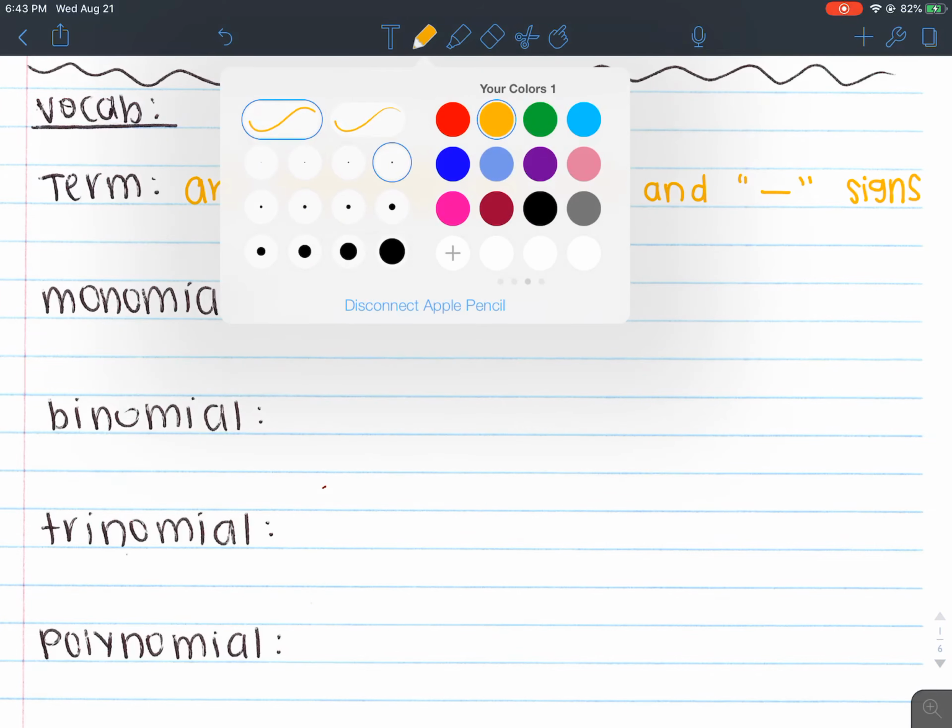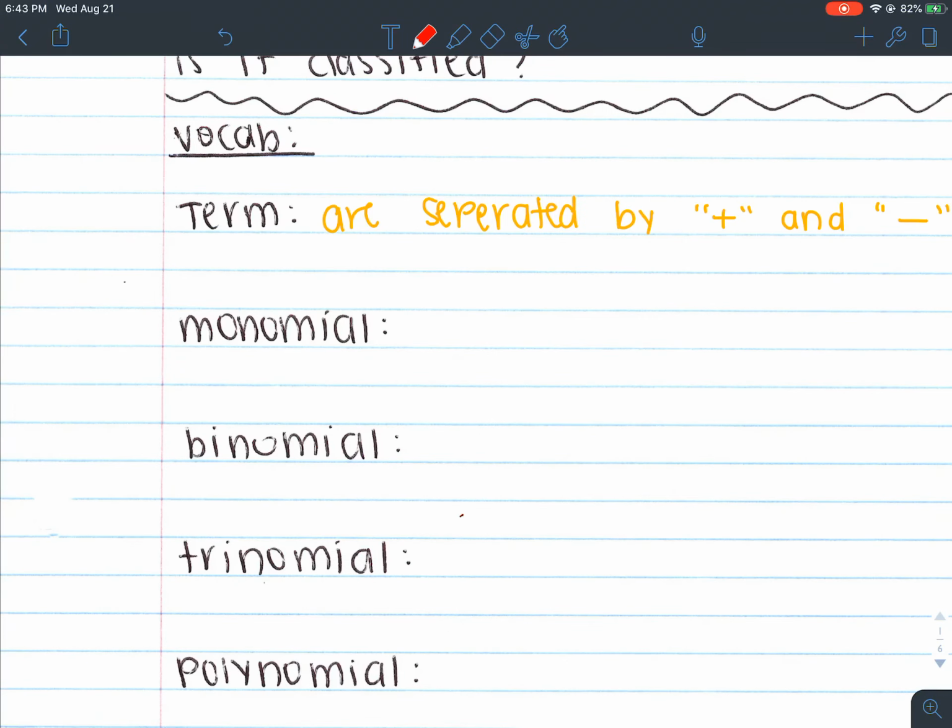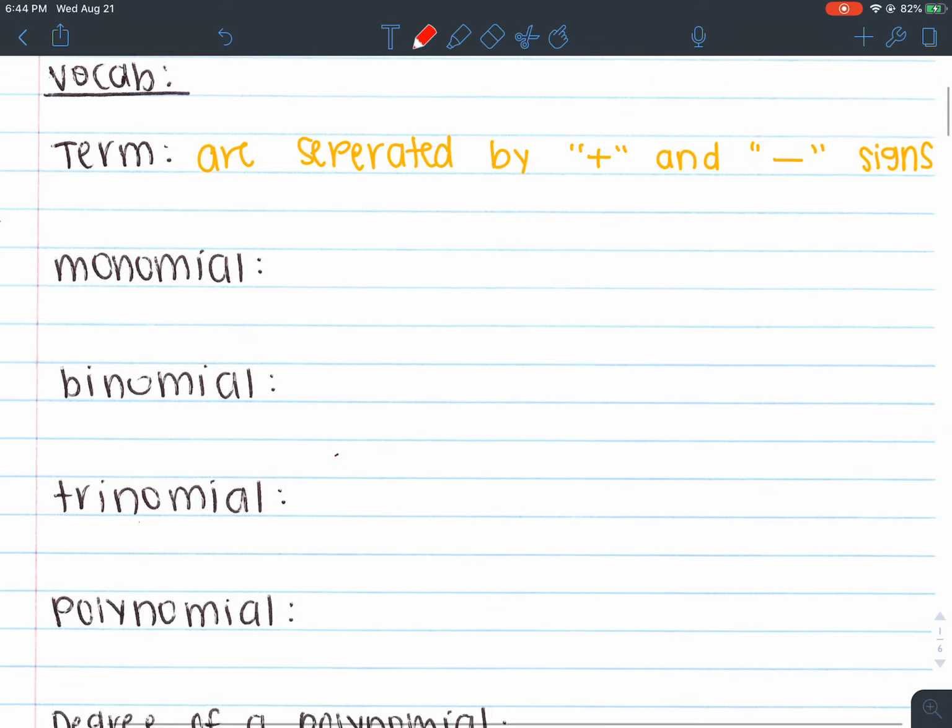All right, so they're separated by plus and minus signs. So here's an example, just on the side. You don't have to write this actually. So 5x minus 3, that's two terms, right? Because 5x is a term and 3 is a term, and they're separated by a plus or minus sign. So in that case, we have two terms. A term is just kind of a grouping or an item.